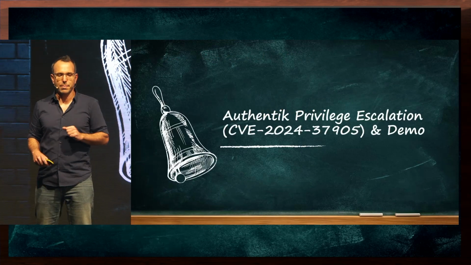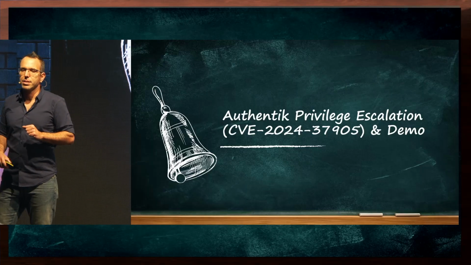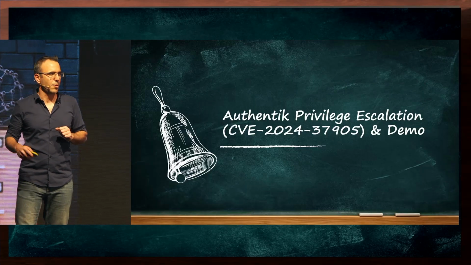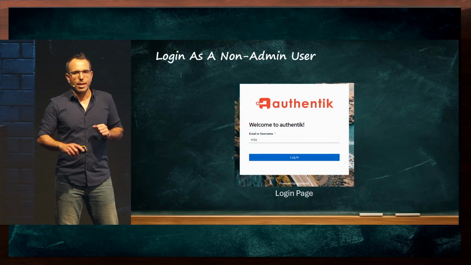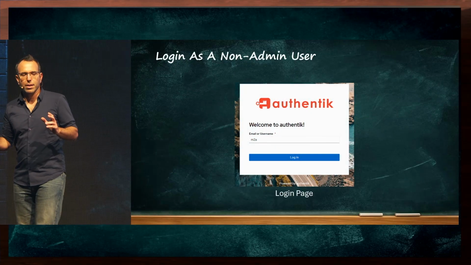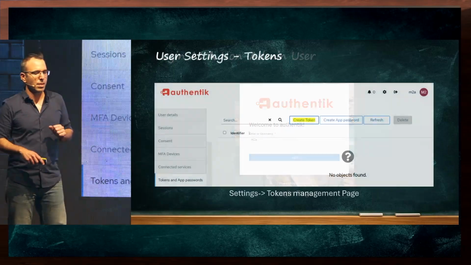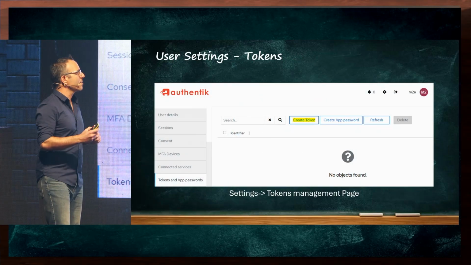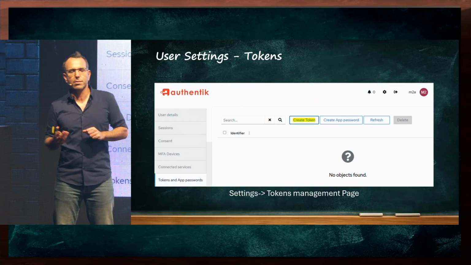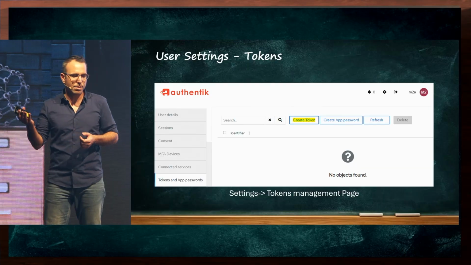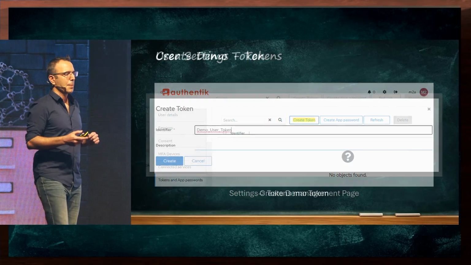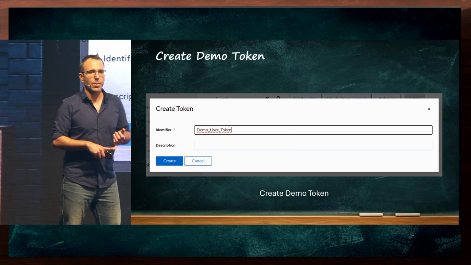And now, as promised, Authentik privilege escalation and live demo. Here, our journey started with a regular user. We found that a user can create API tokens for himself. He can later use this API token to access the Authentik API. So we created a token.